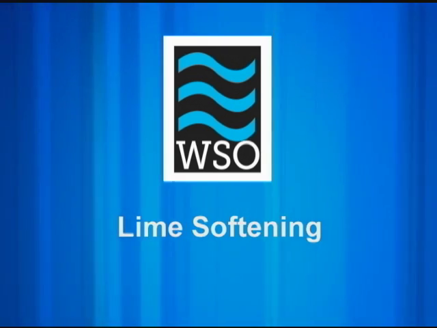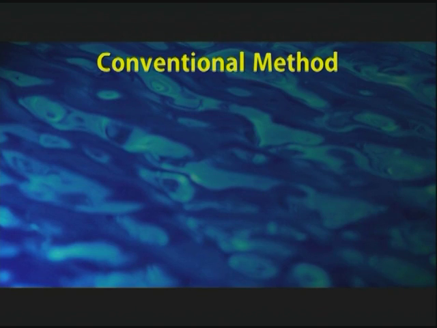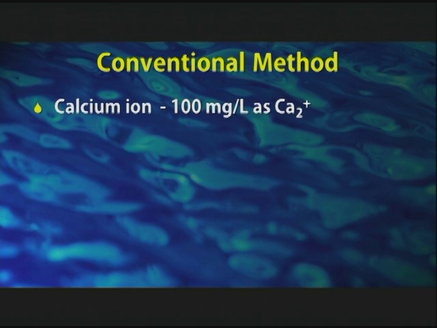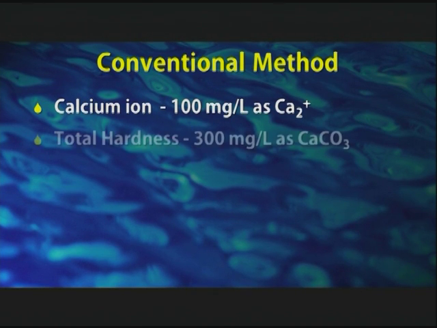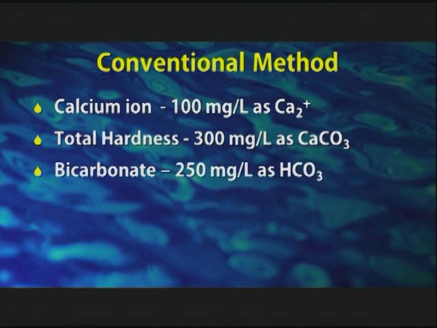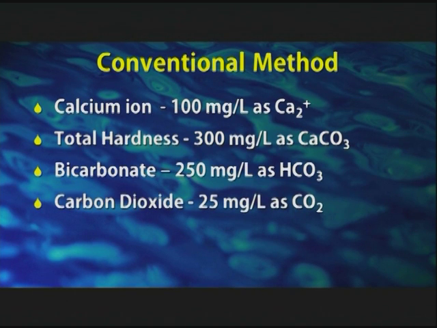There are two different ways to calculate the amount of lime that you need to add. One is the conventional method. Let's talk about this first. So let's say we have an example where we have calcium ion as 100 milligrams per liter, total hardness as 300 milligrams per liter, bicarbonate alkalinity at 250 milligrams per liter, and carbon dioxide at 25 milligrams per liter.